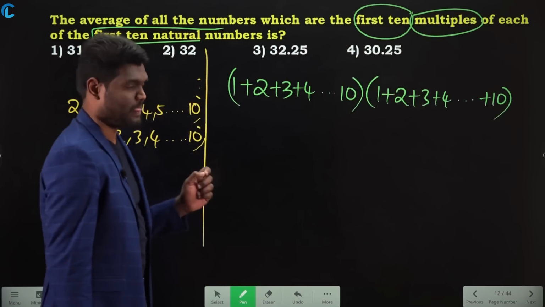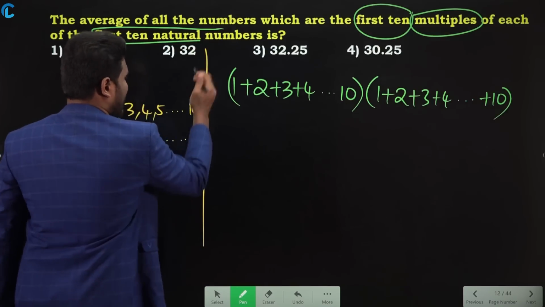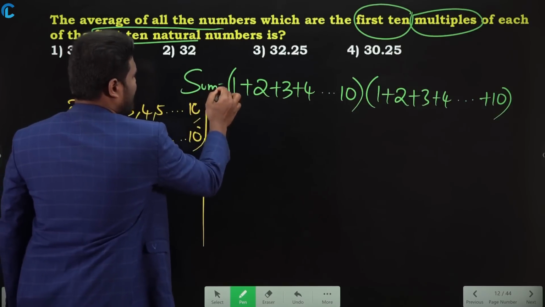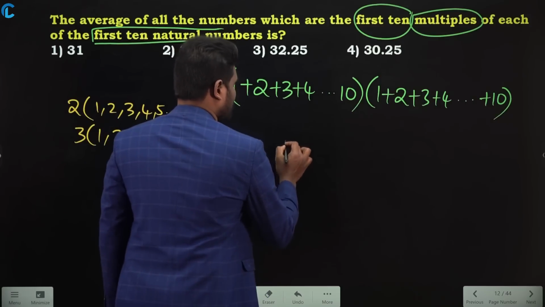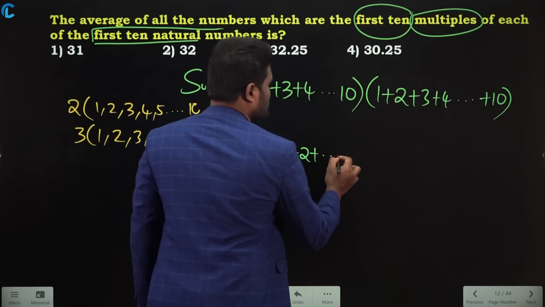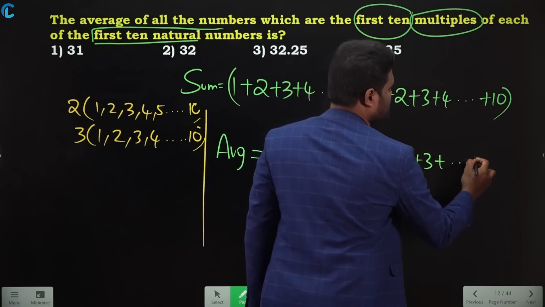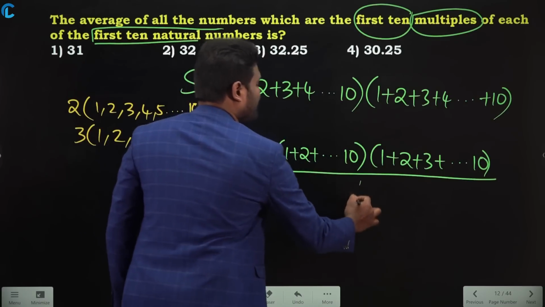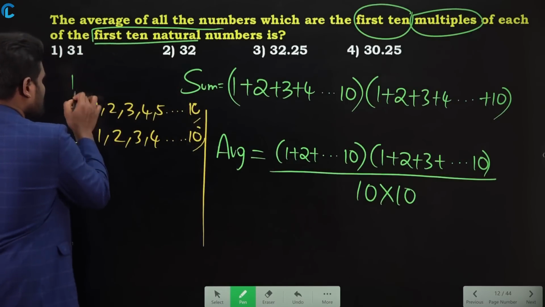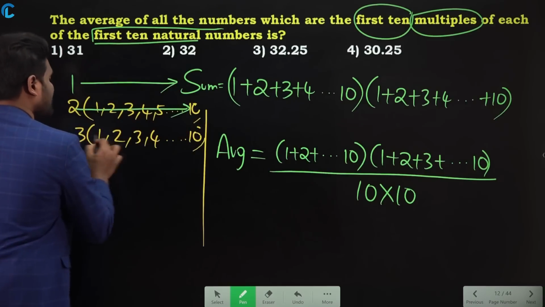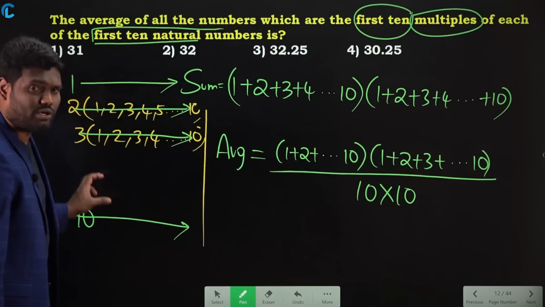This is going to be the sum. But what is your question saying? Your question is to calculate the average. As the question is to calculate the average, now this is going to be the sum. Average is nothing but sum of numbers divided by number of numbers. So the average is nothing but 1 plus 2 plus so on to 10, into 1 plus 2 plus 3 plus so on to 10, divided by the number of numbers, which is going to be 10 into 10. Yes or no? Why? Because if you have observed here, this is 1 10 times, 2 10 times, 3 10 times. Similarly, 10 you will have 10 times. So the total number is nothing but 10 into 10, that is 100.